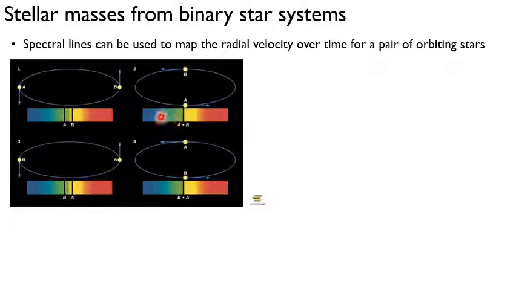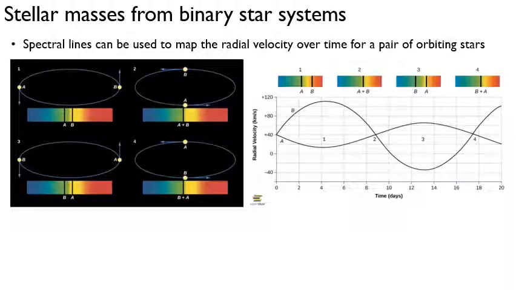Then as the stars keep orbiting each other, when A is moving away, it's now red shifted, and B is moving towards us, it's now blue shifted, and so on. And this pattern repeats. And you can use this to determine the radial velocity, which is the vertical direction, over time of these two objects. So we can see blue moving towards us and then away from us, and so on.